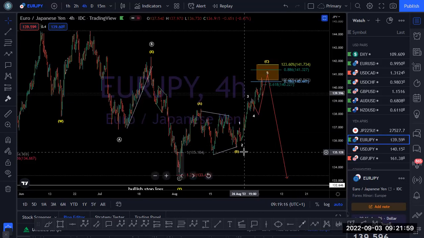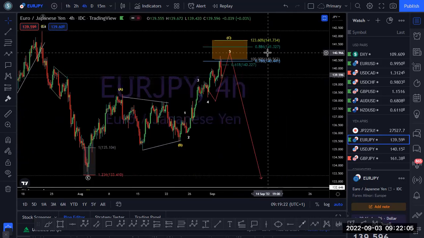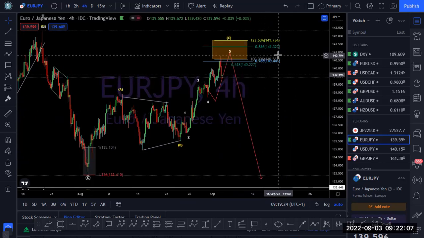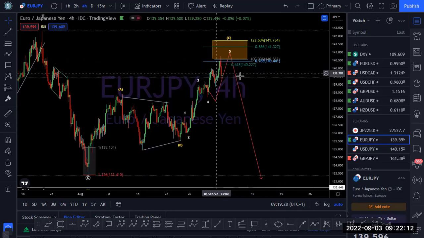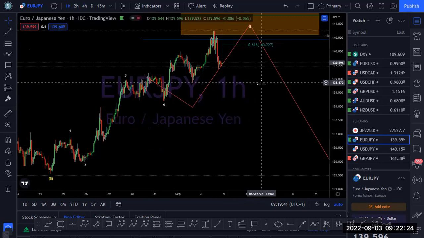What do we have on EURJPY? EURJPY has gotten to our reversal zone and is now dropping. On yen pairs, EURJPY is one of the pairs I will sell when I get the right pattern to sell it. Now I have seen reversal.